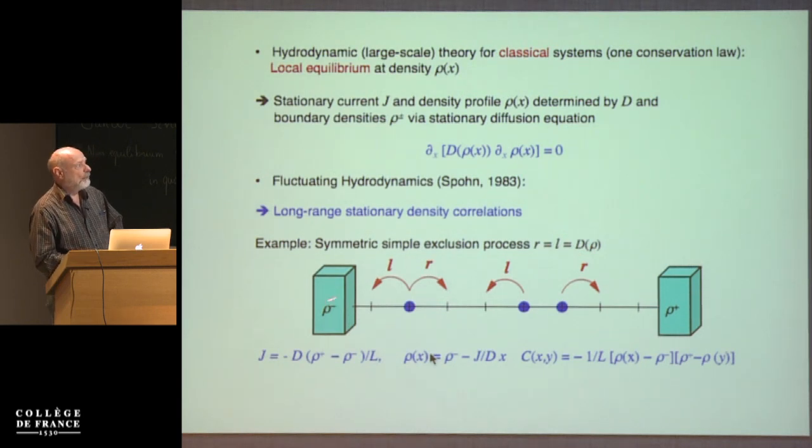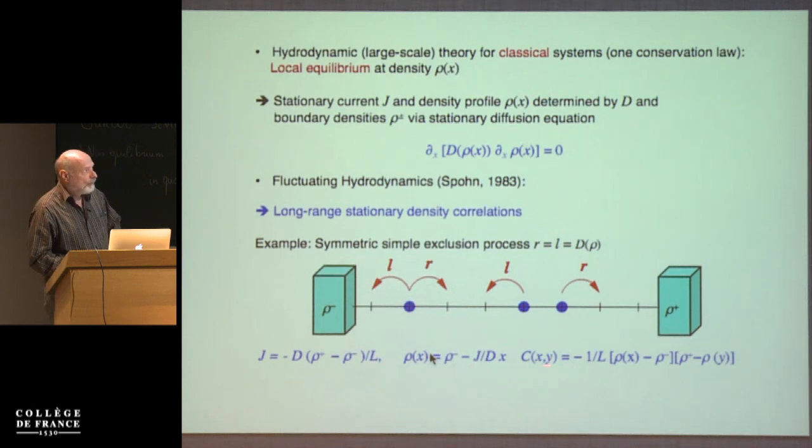And here are your reservoirs. So here you put in particles with a fixed density rho minus, and you take them out, or also put in, depending. You just exchange particles here, and if these two densities are not the same, you will introduce this gradient, and the current that will come will be equal to minus this density difference divided by L, so this will be normal transport. The density profile is going to be a linear function. Since D is a constant, the solution of this equation is just a linear function, interpolating between these two boundary densities.